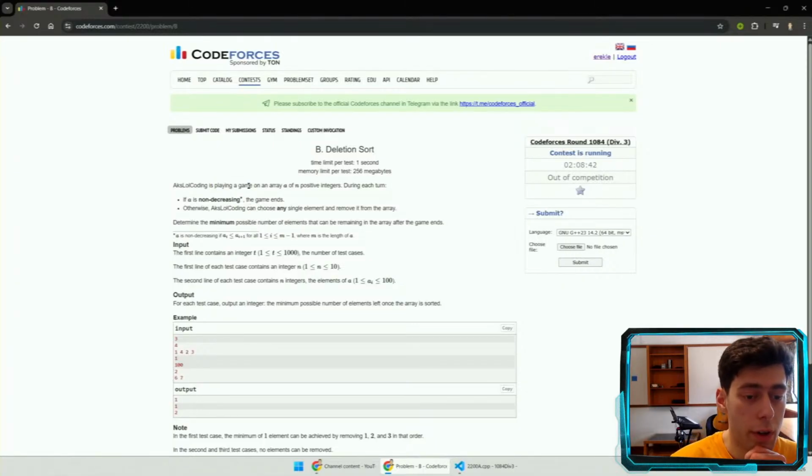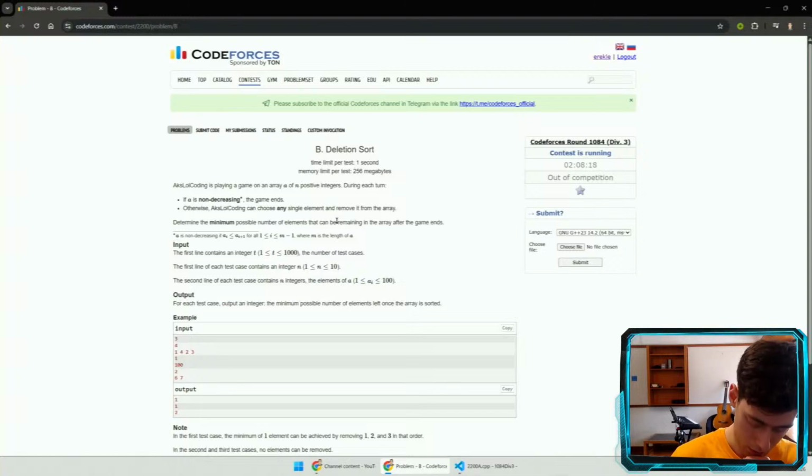We've got a game on an array a of n elements. If it's non-decreasing, the game ends. Otherwise, you can remove an element from the array. Determine the minimum possible number of elements that can remain in the array after the game ends. The minimum possible number.